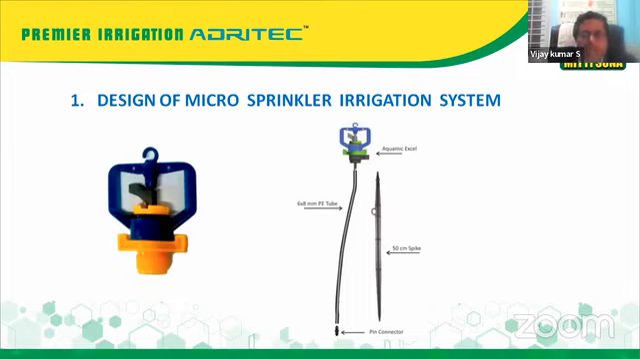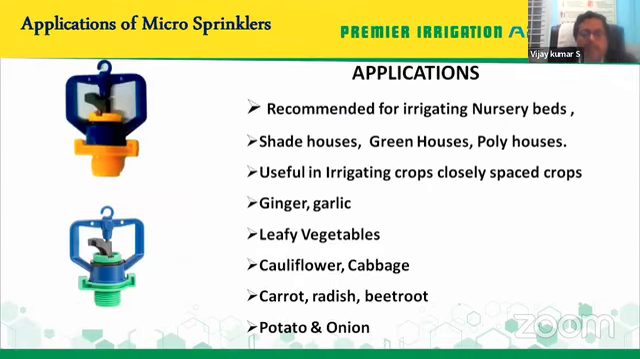Now let us see what the design parameters are for the micro sprinkler irrigation system. The application of the micro irrigation system, like I told you in the beginning itself, is that it can be used for irrigating nursery beds, shade houses, greenhouses, poly houses, even for closely spaced crops like ginger, garlic, leafy vegetables, cauliflower, cabbage, carrot, radish, beetroot, potato, onion. It's a very popular product, and it's very easy to install and easy to design also.